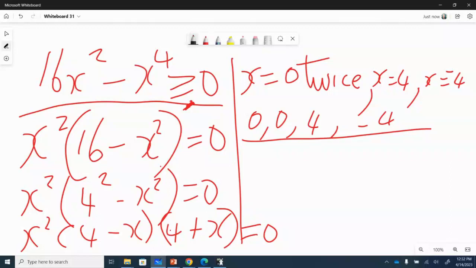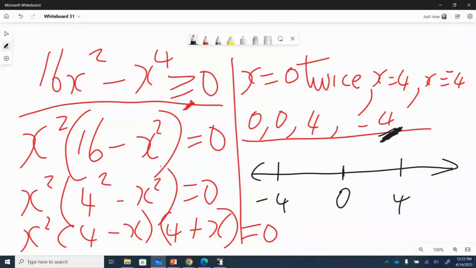So the next thing in solving algebraically is draw a number line. After finding the zeros, you draw a number line. The smallest of the zeros is negative 4, so negative 4 right here, 0 right here, 4 here. Then I will go back to my graph.